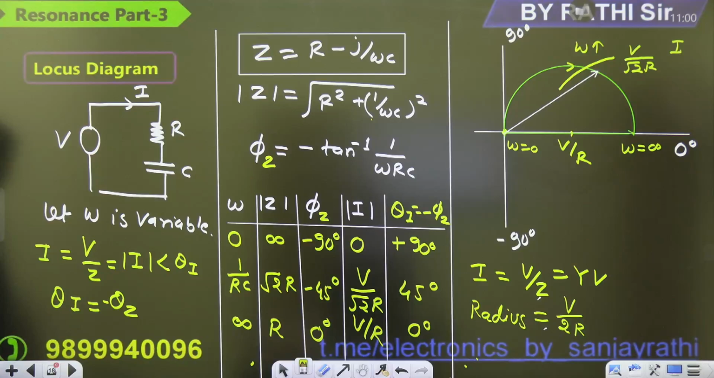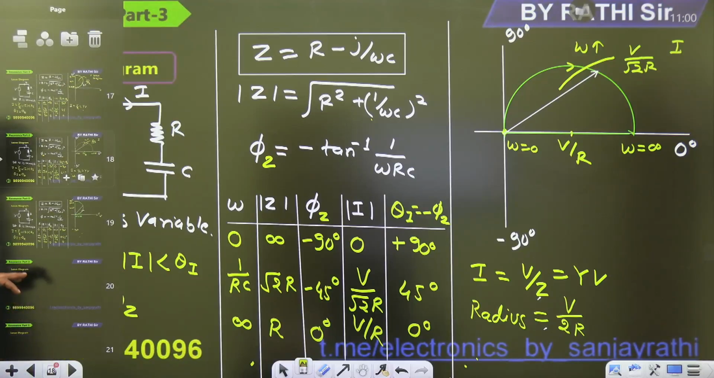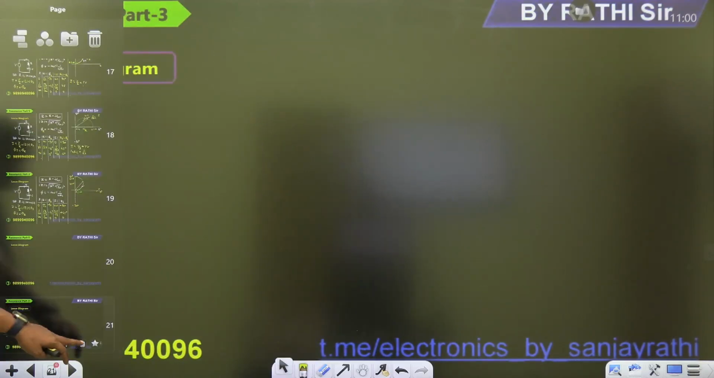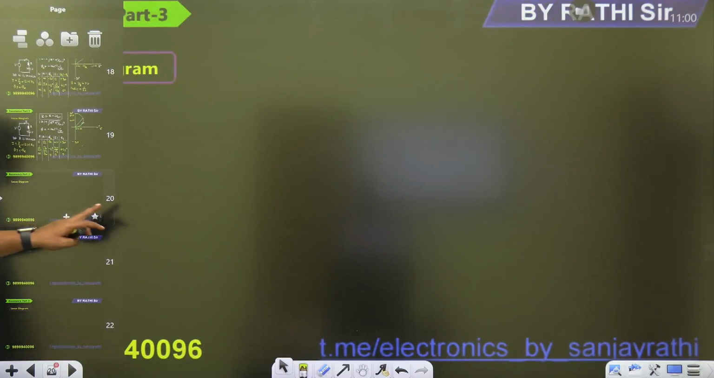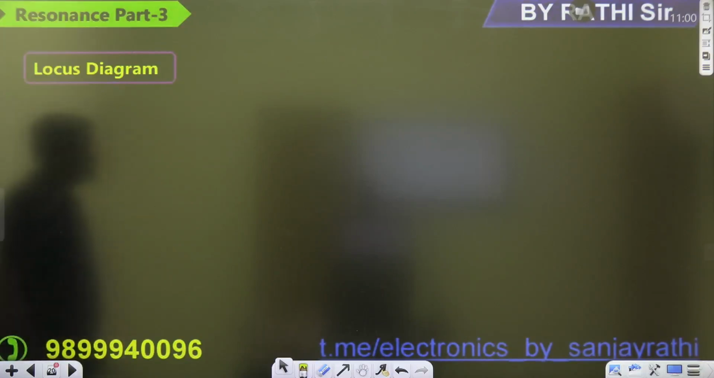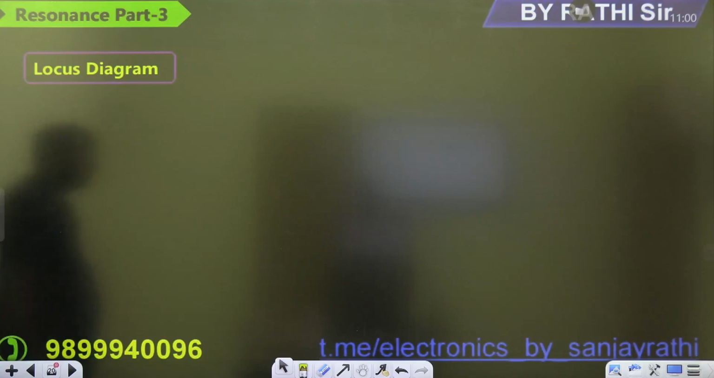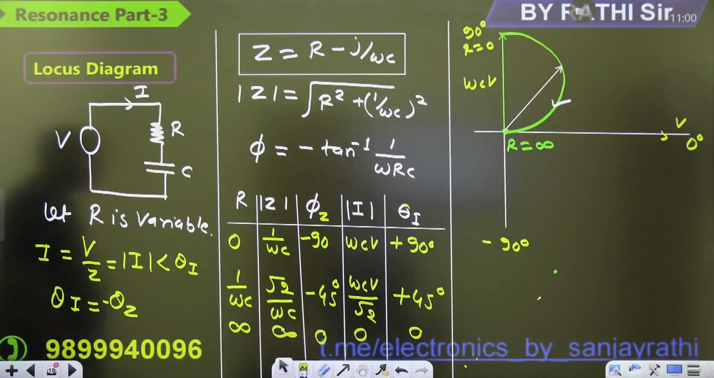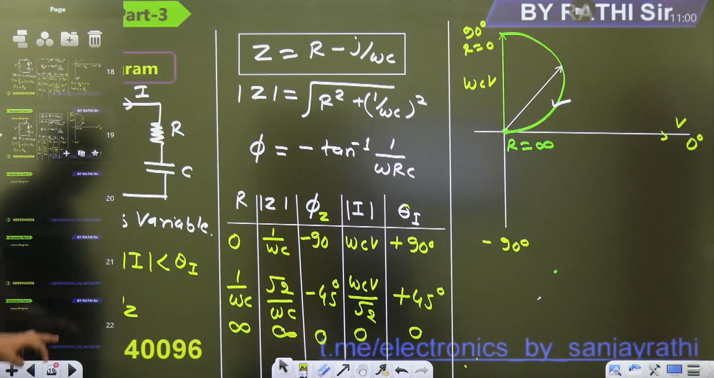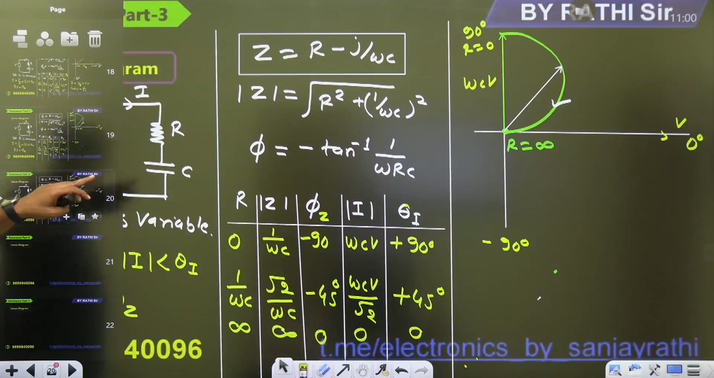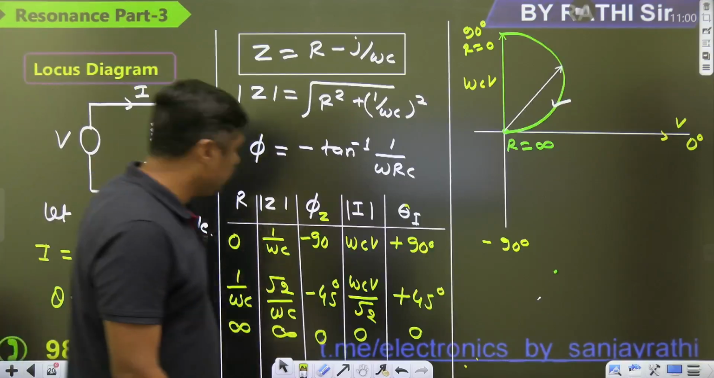Okay, now for RL circuit, guys. Now for RL circuit. Very easy. When I am talking about the locus diagram, always watch the table carefully.